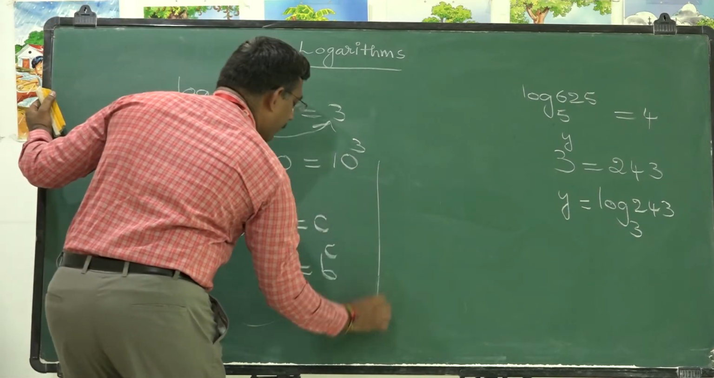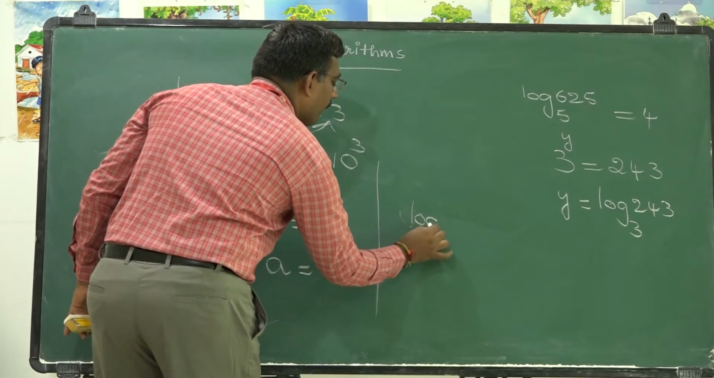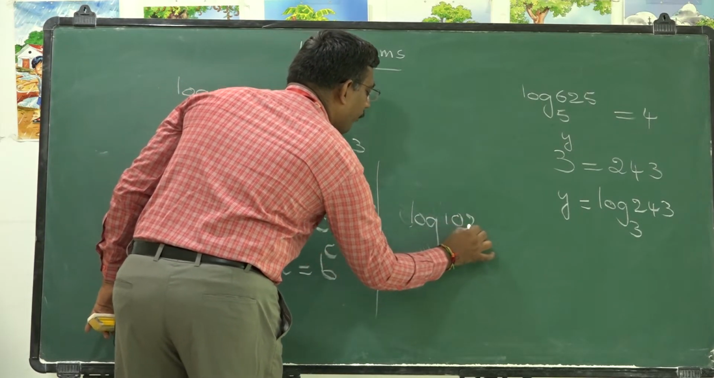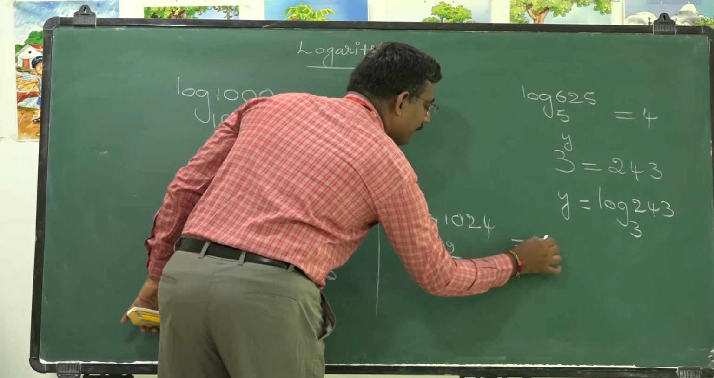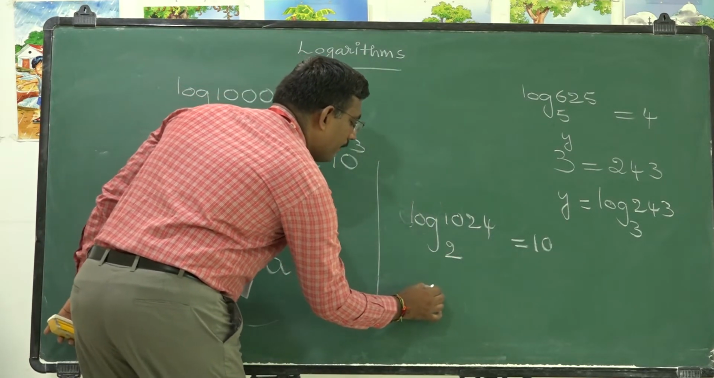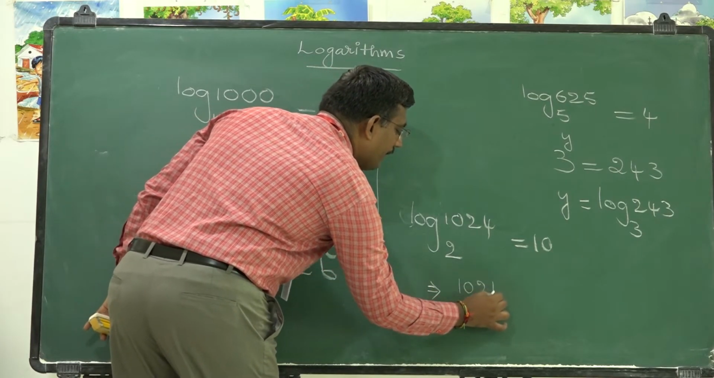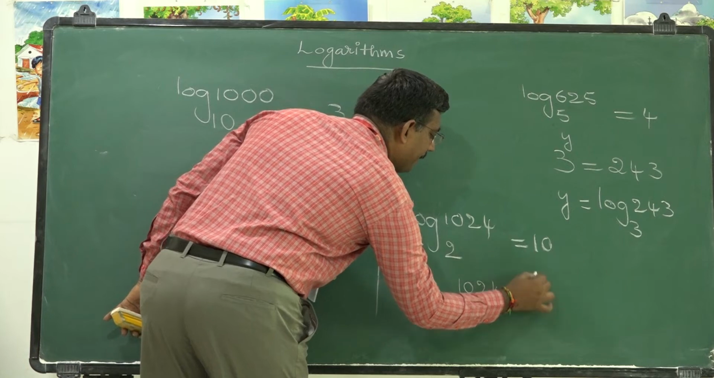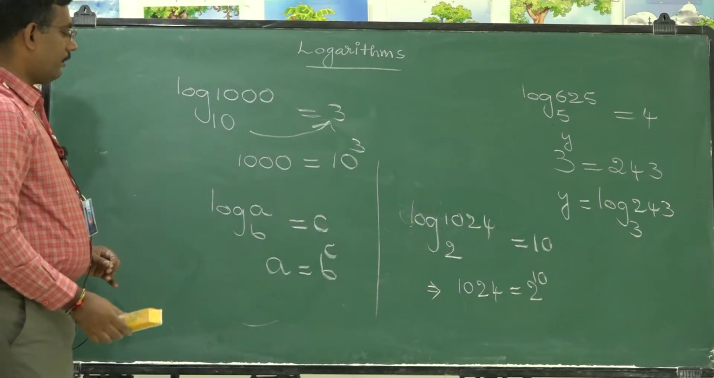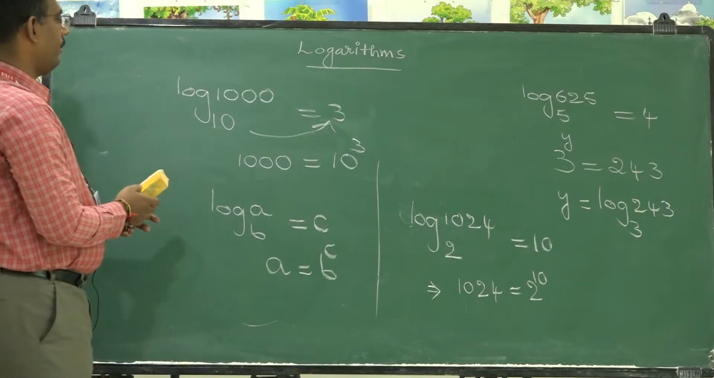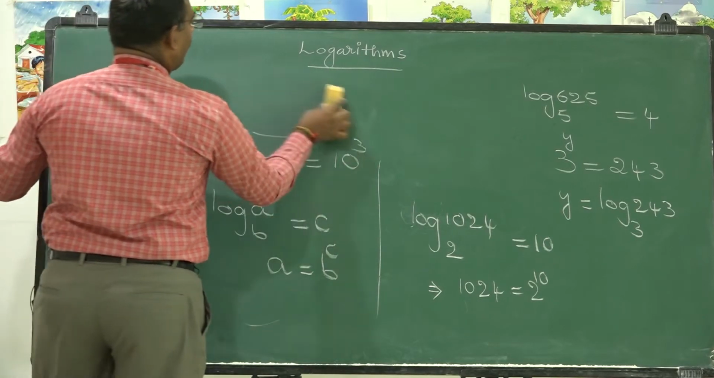One more example, 2 power log 1024 base 2 is equal to 10. Then 1024 is equal to 2 power 10. Now, what is the definition of logarithm?